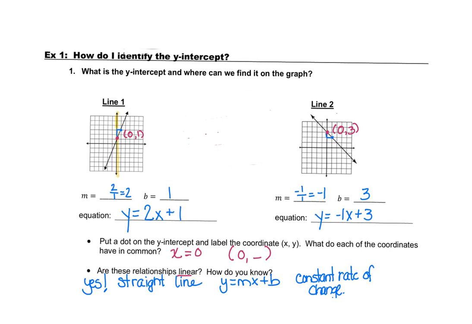Remember that we had said that the y-intercept is where the line crosses the y-axis. And we said that the y-intercept is always when x is 0. So in this equation, we have the y-intercept at 1 because it's (0, 1). And on line 2, the y-intercept is at 3. We also found the rate of change, the slope, in that line as well. But I wanted to point out the y-intercept and that the variable x is always 0.